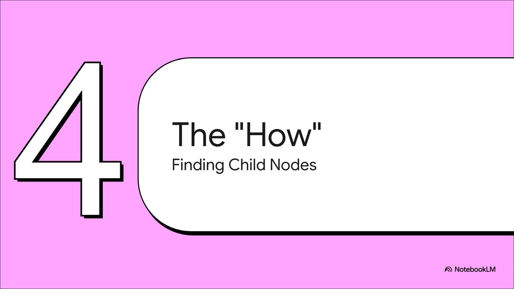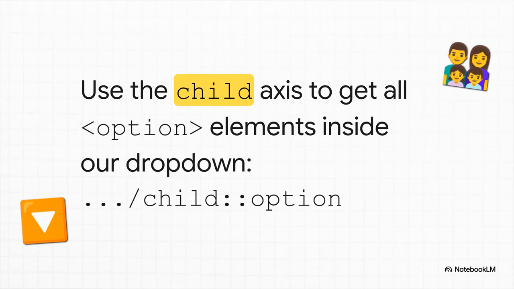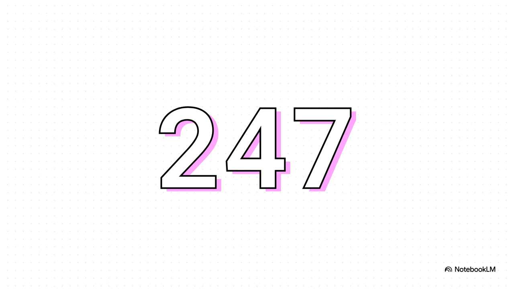You know what's next. Let's go down. Now we want to find all those individual country options that are nested inside our dropdown menu. These are the direct children of our select tag. So to do this, we start with our same reliable selector for the dropdown, and we just tack on /child::option. This is literally telling XPath, hey, from that select element, give me every single child element that has the tag option. And the result?